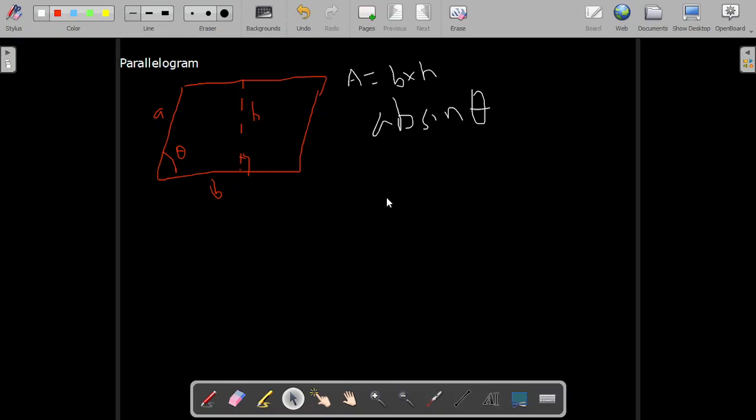In this session, we shall begin with parallelogram. So here is the diagram of a parallelogram. The parallelogram has its opposite sides equal, which implies that if this is A, then this is also A, and this is B, then this is also B.